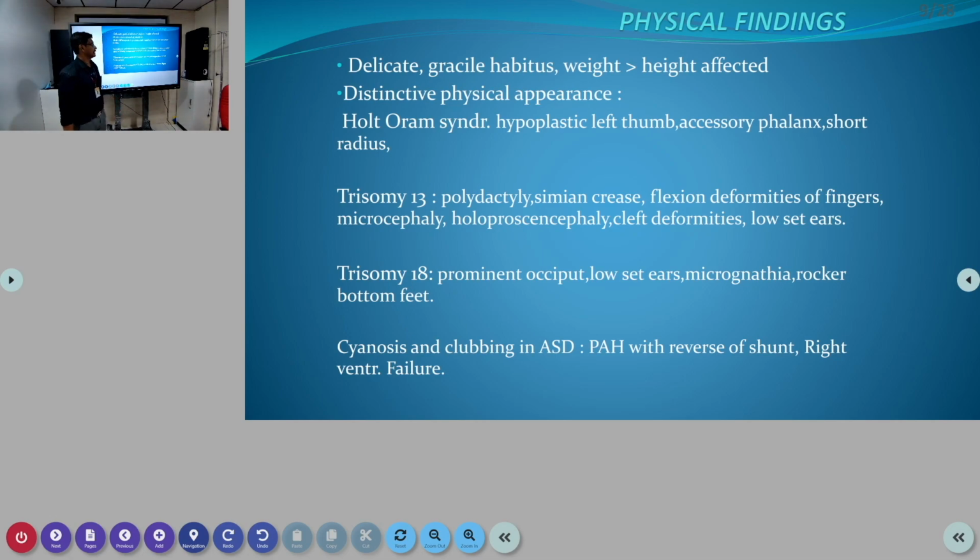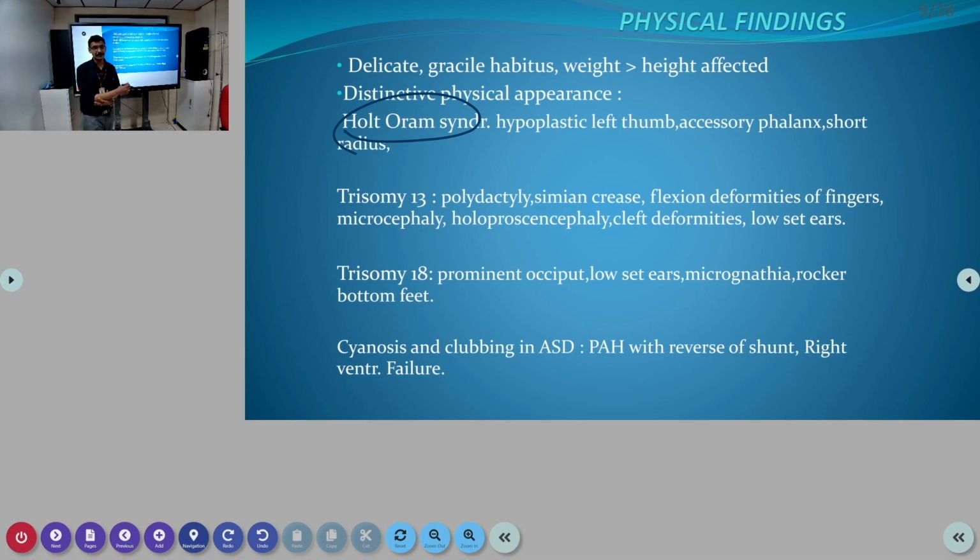Physical findings in atrial septal defect. One thing, when you get a congenital heart disease case in the exam, atrial septal defect patients might have a delicate gracile habitus, where the weight is more affected than the height, and we have to look for certain syndromic appearances. Especially, there are certain associations with atrial septal defect. One of the conditions is Holt-Oram syndrome, where you have a hypoplastic left thumb or accessory phalanx, or a short radius, or sometimes even an absent radius.